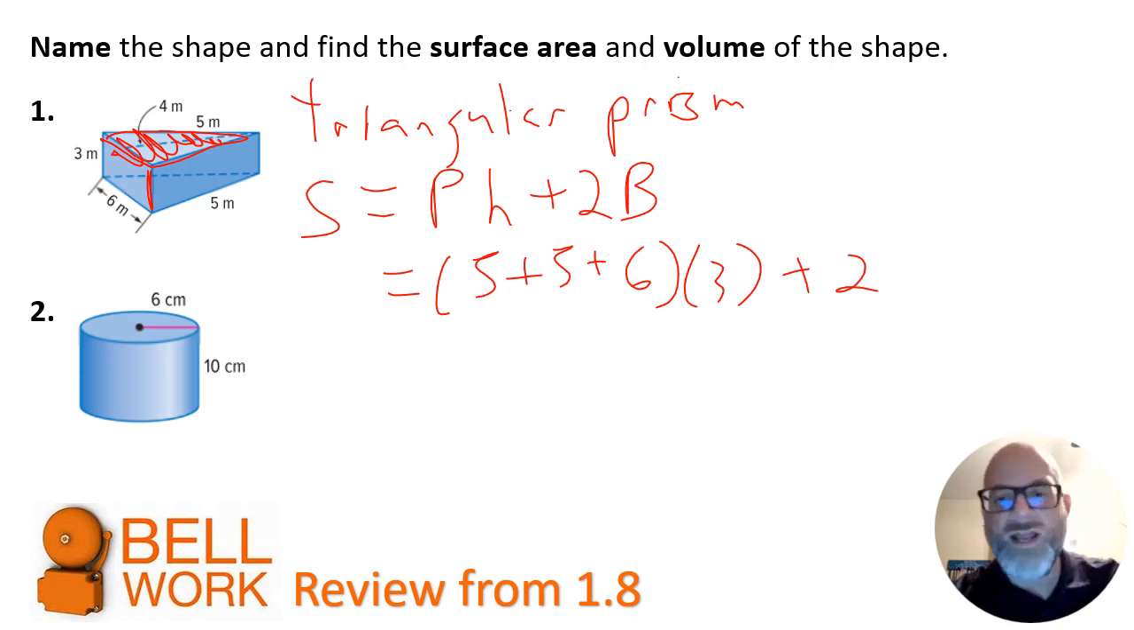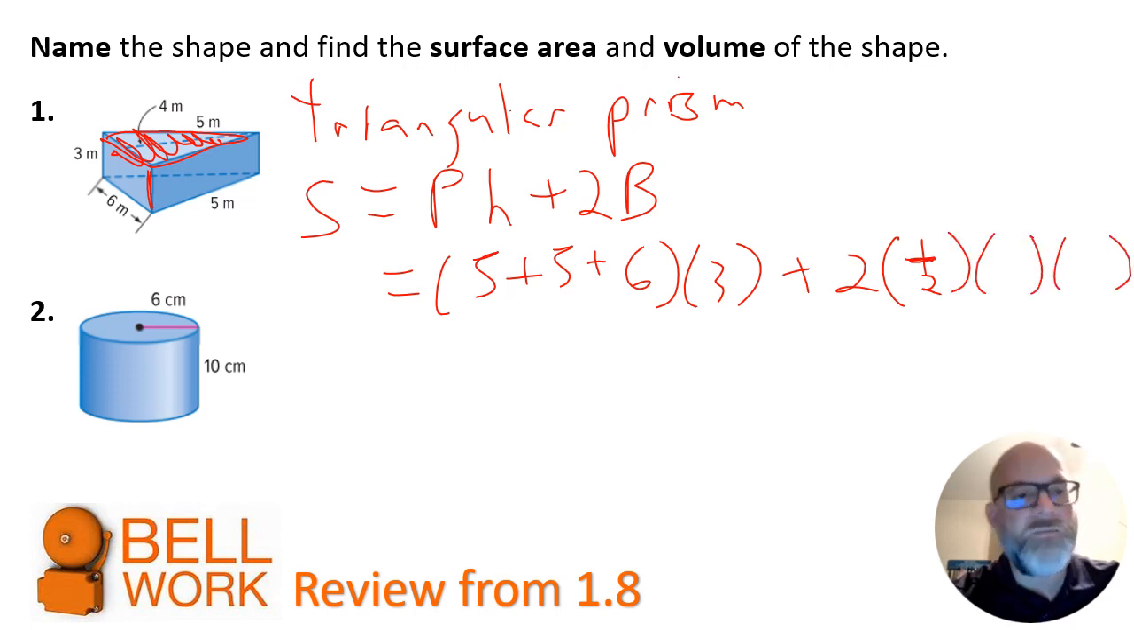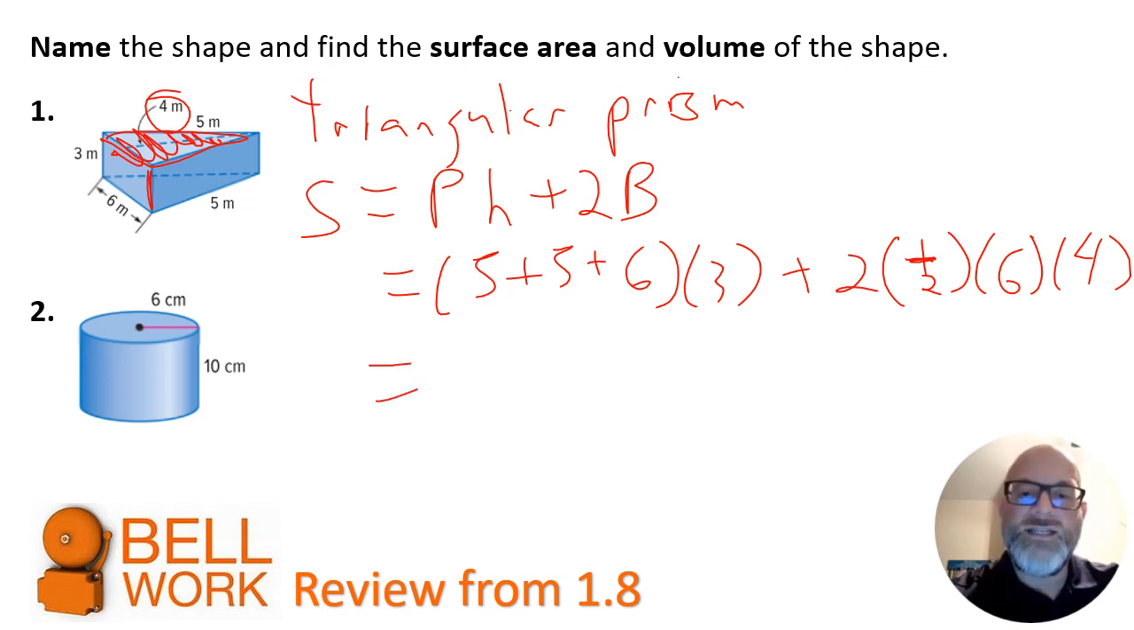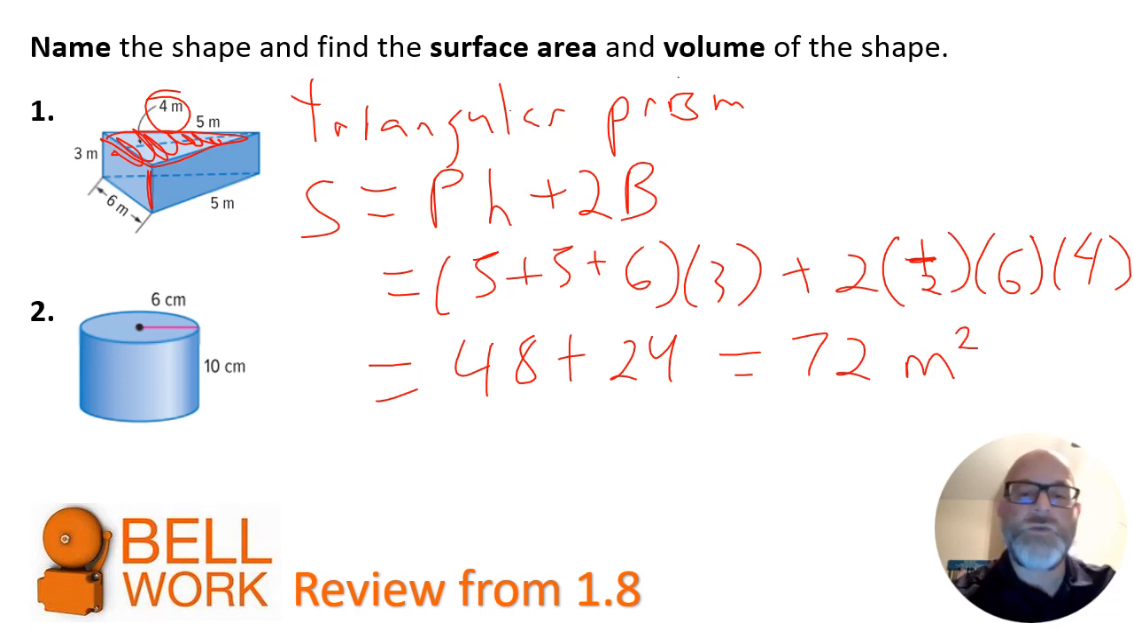Plus twice the base. The base is a triangle, so the area of the base is going to be 1/2 times the base of the triangle times the height of the triangle. Well, the base of the triangle looks to be 6, and the height of the triangle looks to be 4. Great. 5 plus 5 plus 6 is 16. 16 times 3 is like 8 times 6 or 48. 2 times 1/2 is 1 times 6 times 4, which is 24. All right, so 48 plus 24, 72. What are the units? Square units, so meters squared.